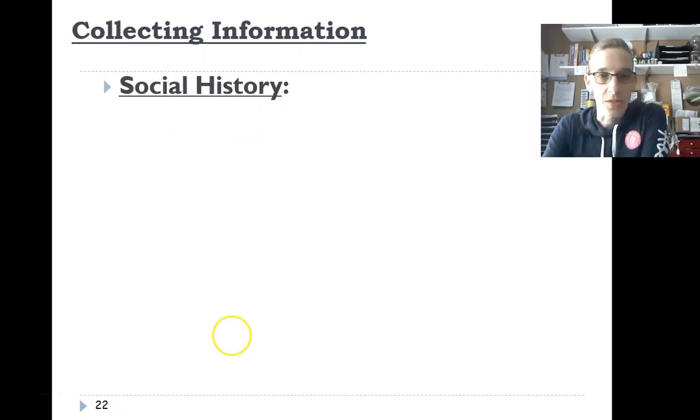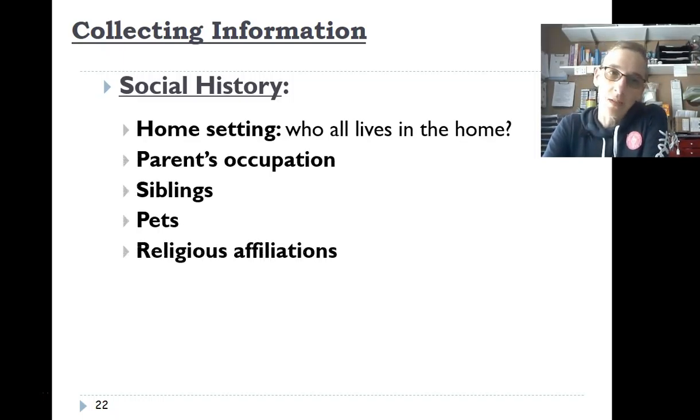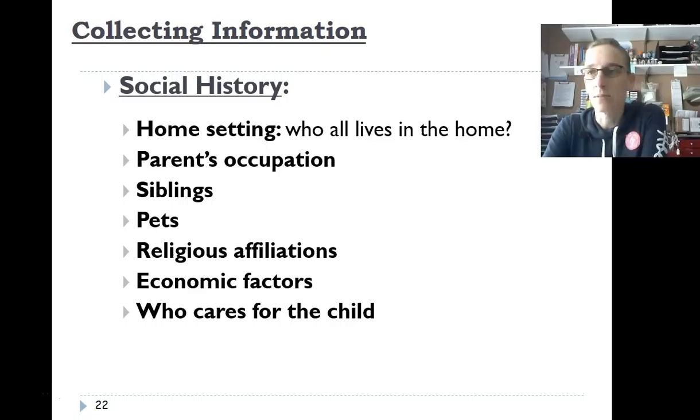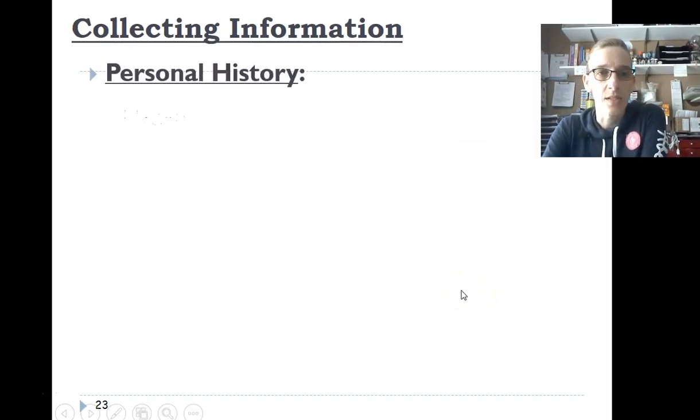What's the social history? So what is your home setting? Who all lives in the home? Where do the parents work? Do they have siblings, pets, religious, economic? Who cares for the child? Are there divorce or separations? And it's really important for everyone to know about these things so that everyone's kind of watching out for the child in the child's best interest.